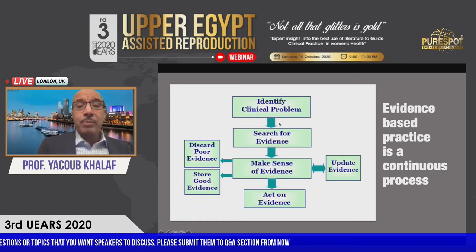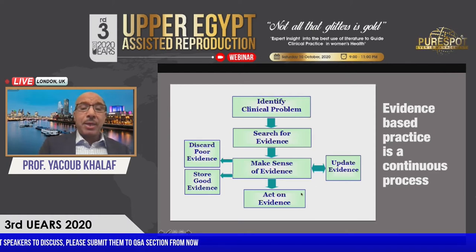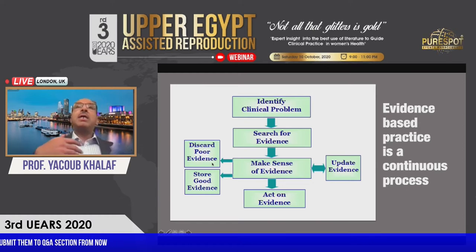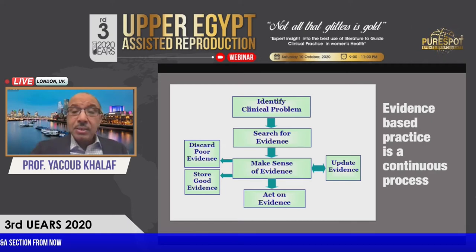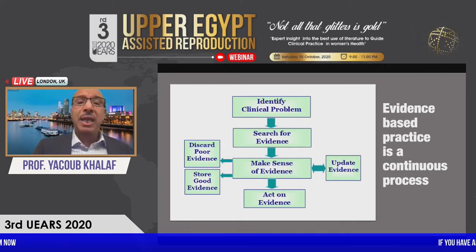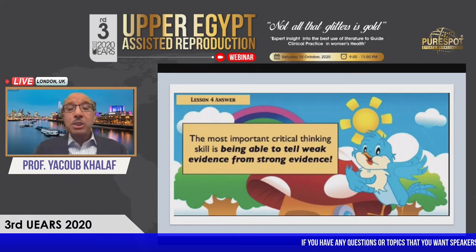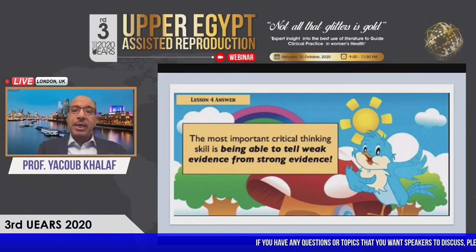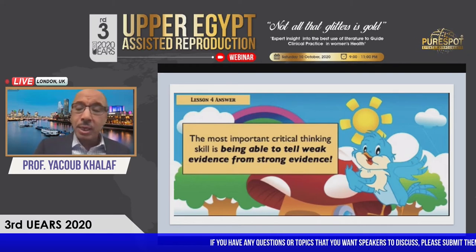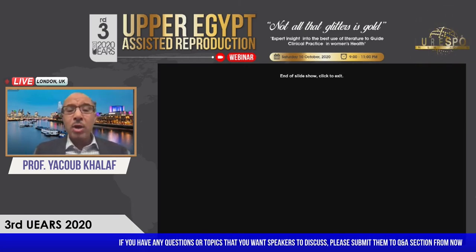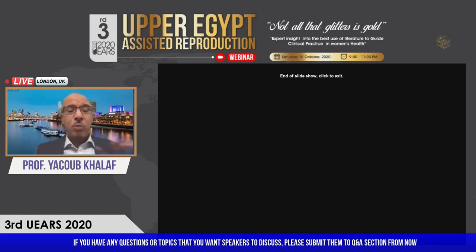So identify a clinical problem, search for evidence, make sense of the evidence, that is appraisal, and then update the evidence when new evidence appears, and act on the evidence. And you need to store good evidence and discard poor evidence, rather than reciting studies that have already been overtaken by better evidence, which we see in the end. And I will never tire of using this slide. The most important critical thinking skill is being able to tell weak evidence from strong evidence. I can't overemphasize that for any decent clinical practice that would like to help the patient, not anybody else, is critical thinking. I think with this, I gave my views and my opinion, and I look for further guidance from Khalid in his talk. Thank you.